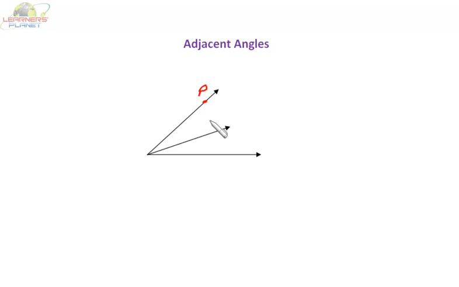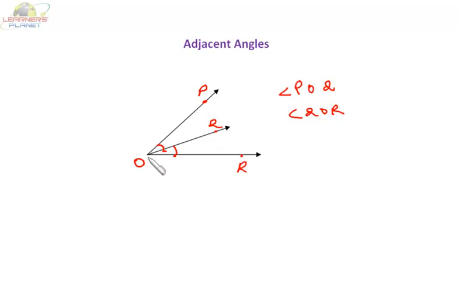This is P, this is Q and this is R. Here we see two angles are formed. One is this angle and the other is this angle. This point is O, it's a vertex. Here we see angle POQ. Then we see angle QOR. Now we see angle POQ and angle QOR.